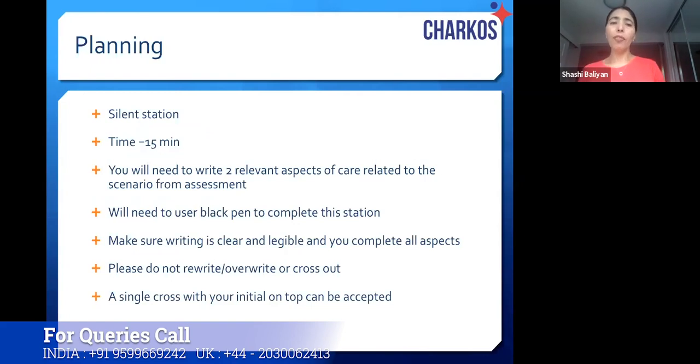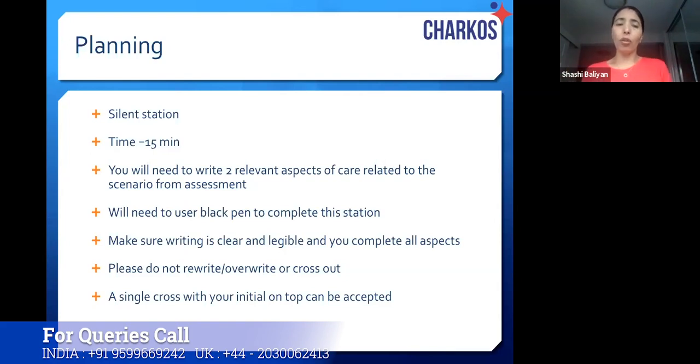Once you have done your assessment, then you come to the planning station. Now the planning station is, as I said, a silent station. You will be given 15 minutes to write, and you will need to write two relevant aspects of the care from the scenario. So you will have to choose two problems. Say, going to the same example, there is a patient who has come with a dog bite, and it will say that she is a patient who actively plays tennis, and the dog bite is on her left leg, and she has a tennis tournament in about 2 weeks' time, and now she is worried whether she will be able to play in her tournament or not. So this is a kind of scenario.